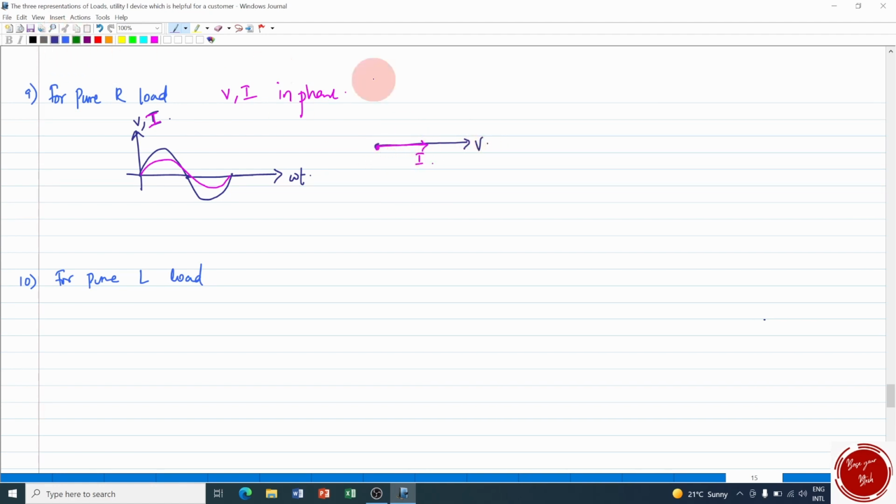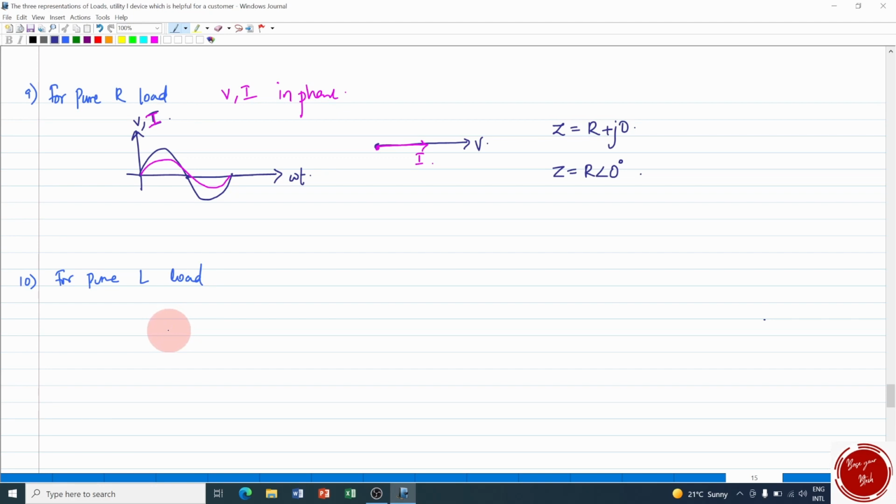And what about the numerical representation? In rectangular form it is the impedance. The impedance includes both the resistive and reactive components. Since this is just a resistive component, Z is equal to R plus j0, and for the polar form it is Z is equal to R angle 0 degree. And what is this 0? Because there is no phase angle shift or angular difference between V and I. So it is R angle 0.